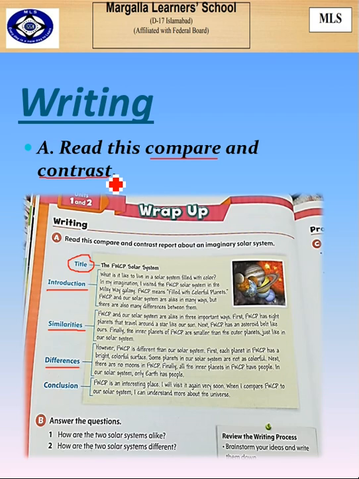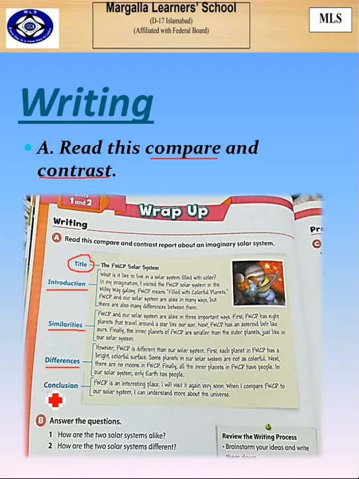However, FWCP is different than our solar system. First, each planet in FWCP has a bright colorful surface. Some planets in our solar system are not as colorful. Next, there are no moons in FWCP. Finally, all the inner planets in FWCP have people. In our solar system, only Earth has people.